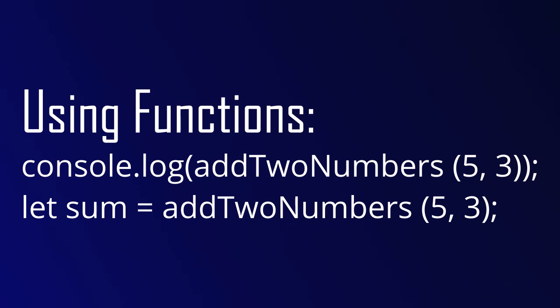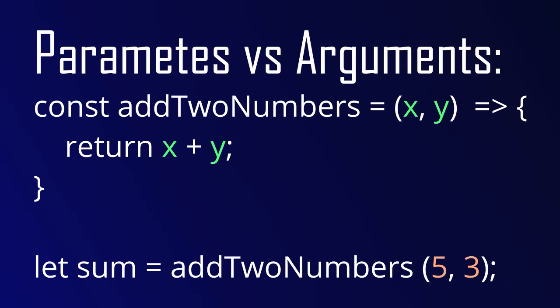In order to use a function, you call the function name, followed by the arguments you want passed into the function. For example, you can output to the screen, add two numbers with the arguments of 5 and 3, or you can create a variable, in this case named sum, using the function add two numbers with parentheses 5 and 3 separated by commas. It's important to note that there are distinctions between parameters and arguments.